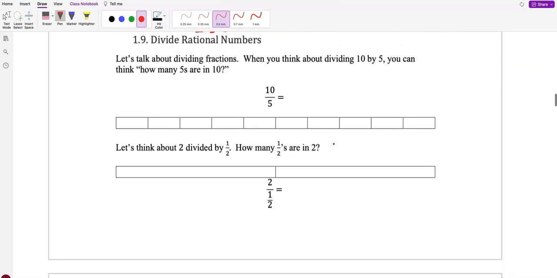Let's talk about dividing rational numbers and dividing fractions. When you think about 10 divided by 5, you're going to take 10, and you're saying how many 5s can you fit in 10? So 1, 2, 3, 4, 5. And here is 1, 2, 3, 4, 5. So there are 2 5s in 10. Okay, so 10 divided by 5 is 2, because if I break it up in each unit being 5, I can only do that twice.